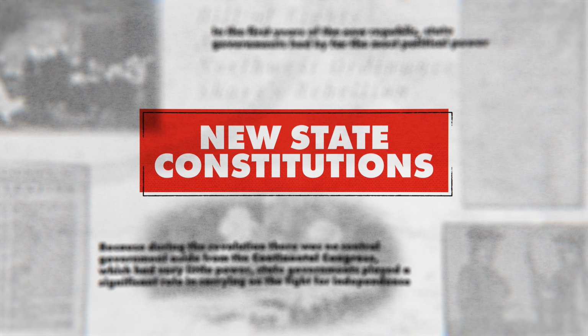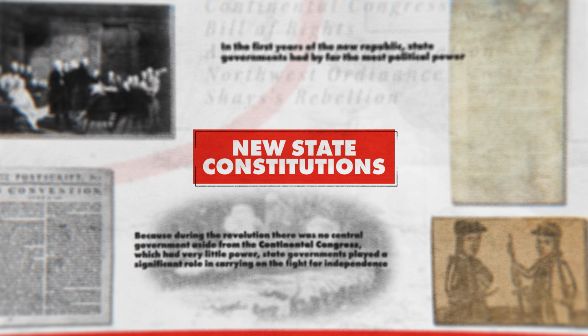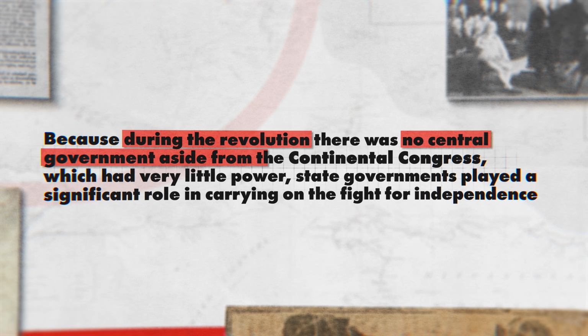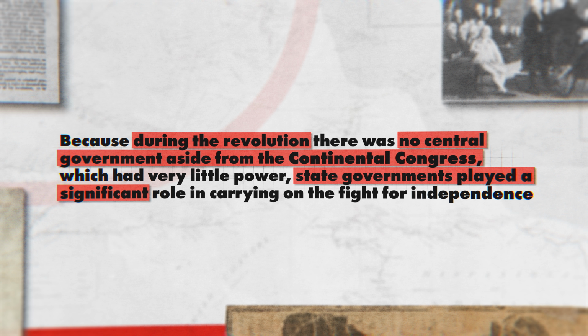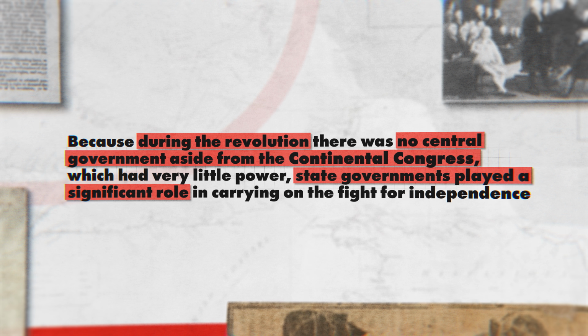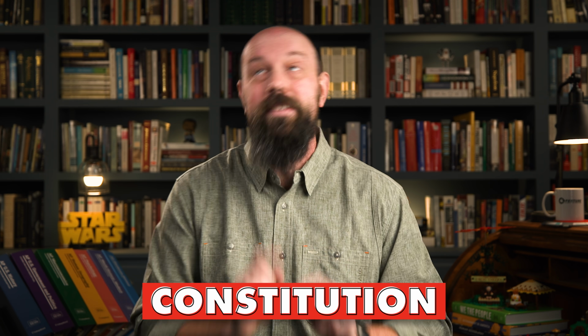Okay, now as a result of declaring independence in 1776, each state drafted and ratified a new constitution to create their state level government. And because during the Revolution there was no central government aside from the Continental Congress, which had very little power, state governments played a significant role in carrying on the fight for independence. Now, it's going to be important to understand some of the common features of these state constitutions because they're going to play a real big role in the creation of the Constitution later, but alas, I get ahead of myself.